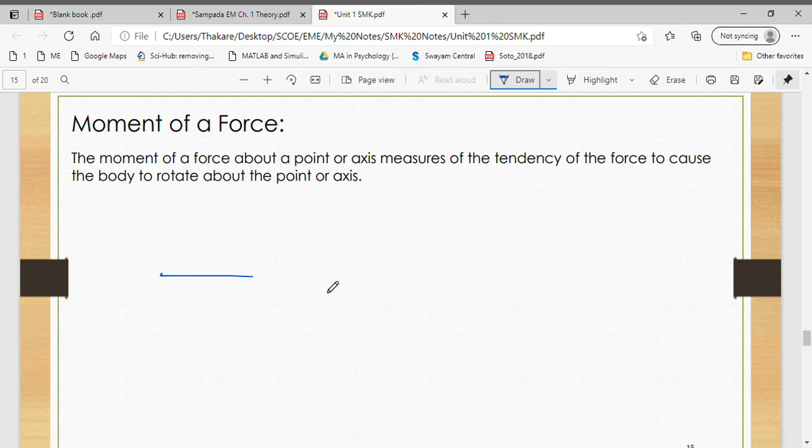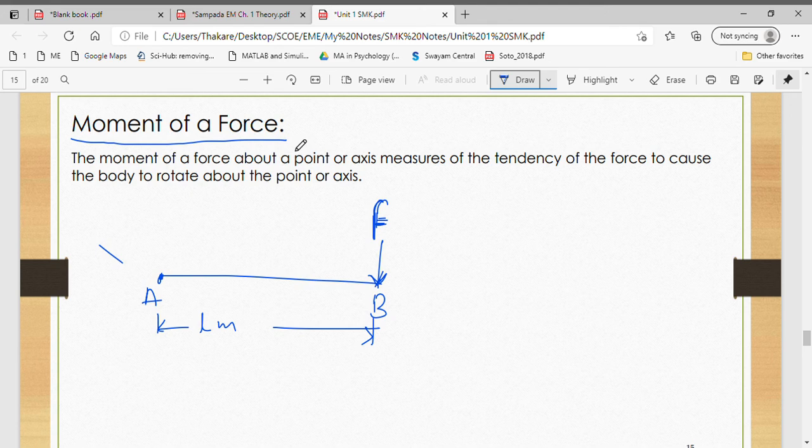So let us consider there is a segment AB and there is a force of magnitude F acting at a distance of L meters from point A. Due to this force F, there will be rotation caused at point A. And this rotation caused at point A is called the moment of a force. So moment of a force is the rotation developed due to force applied at a point. Okay. So rotation developed at point A due to load applied at point B.